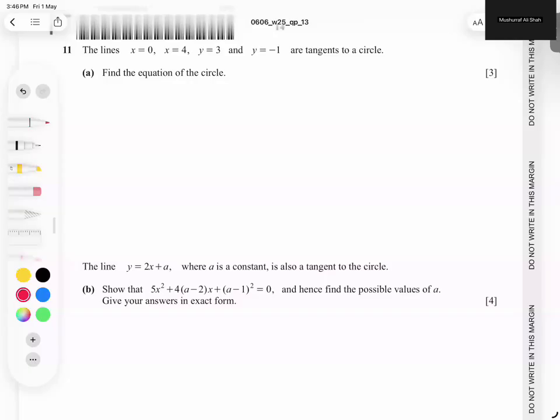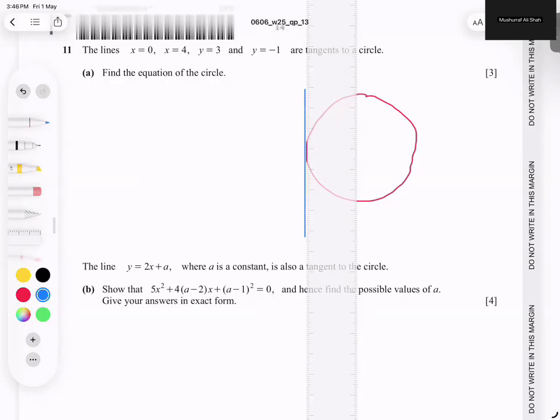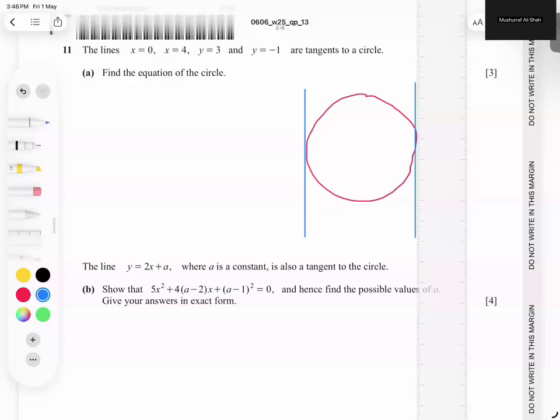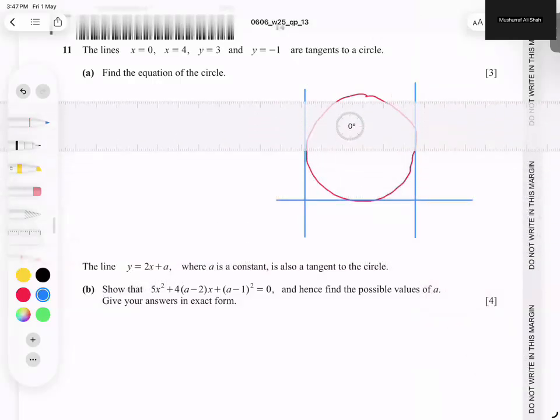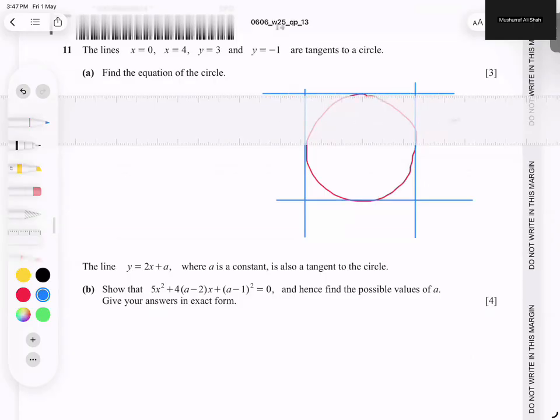Question number 11, students. He said x equal to 0, x equal to 4, y equal to 3, y equal to minus 1 are four tangents to a circle. So let's see what he thinks about it. First of all, I can show you y equals 0 is one tangent. The second tangent is here, the fourth tangent is here, and the last tangent is here.